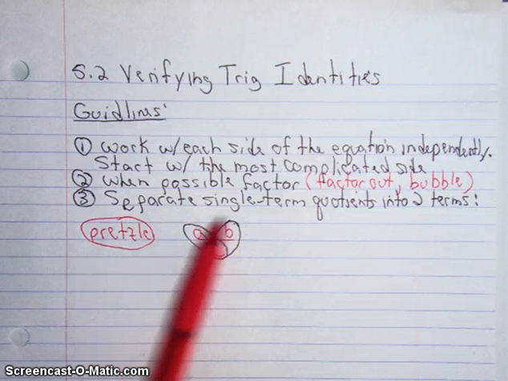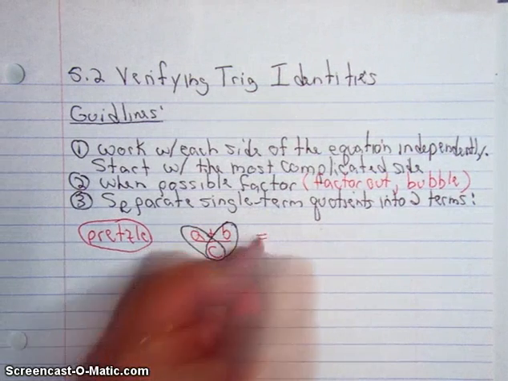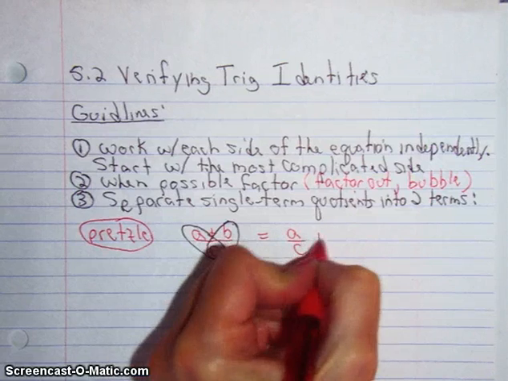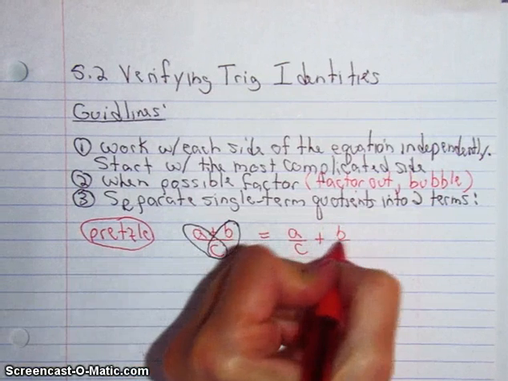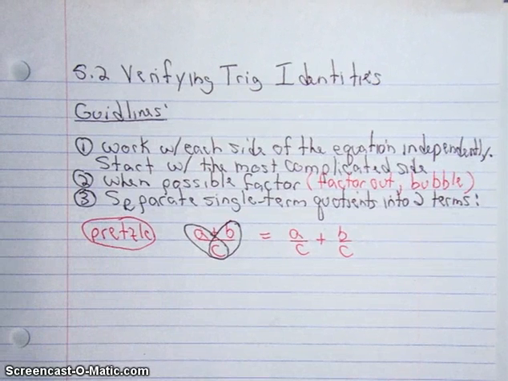What is called is separating a single term quotient into 2 terms. So what does this actually allow you to do? What it allows you to do is rewrite the fraction as a over c plus b over c. Okay, called pretzeling because it's supposed to look like a pretzel.